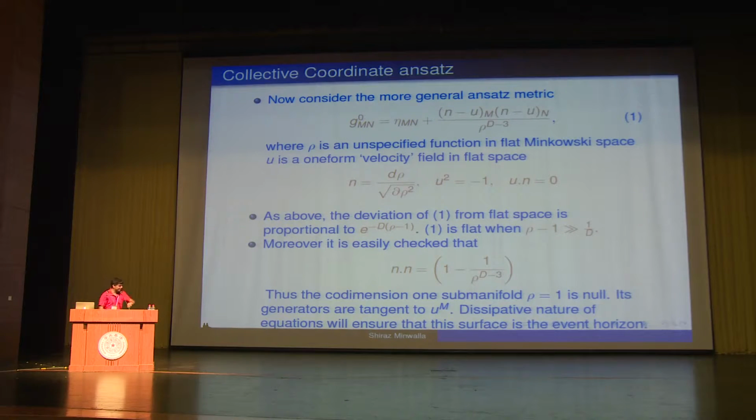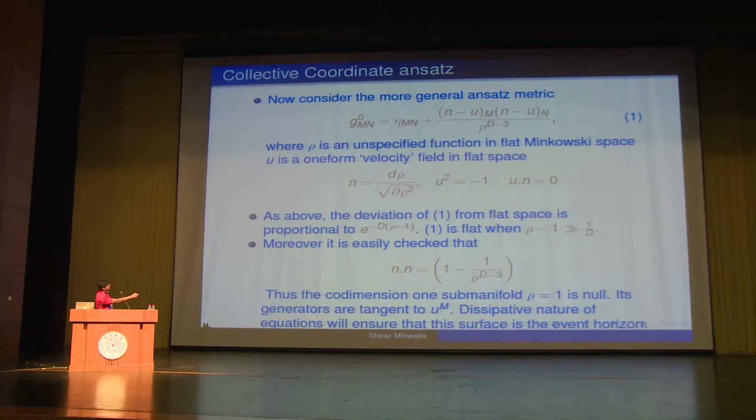Okay, now this is just some metric I've pulled out of a hat. What can I say about it? Well, the first thing you can say about it is that everything I said on the previous transparency holds for this metric, in slightly modified form. In particular, if you are at a point where rho minus 1 is much, much larger than 1 by d, then this term very rapidly vanishes, and the metric reduces to flat space. So this describes a metric that becomes flat once you go more than a distance 1 by d away from the distinguished surface rho equals 1.